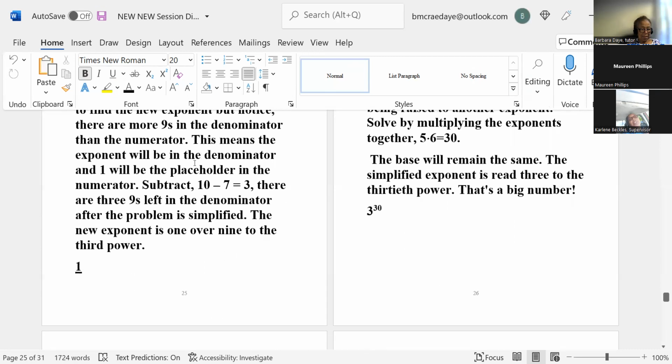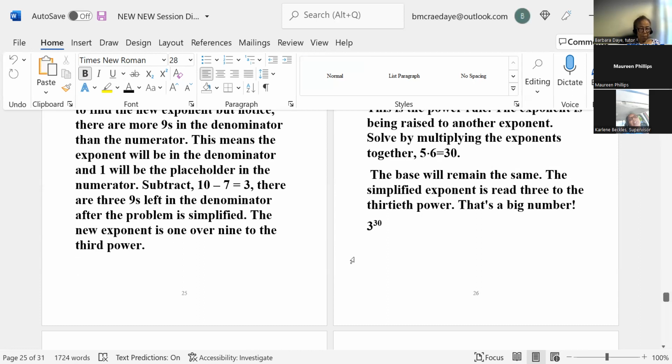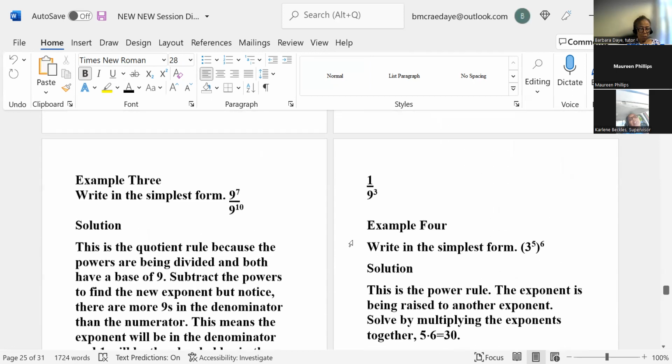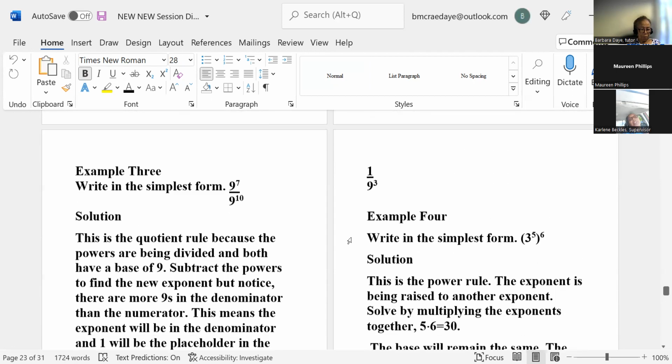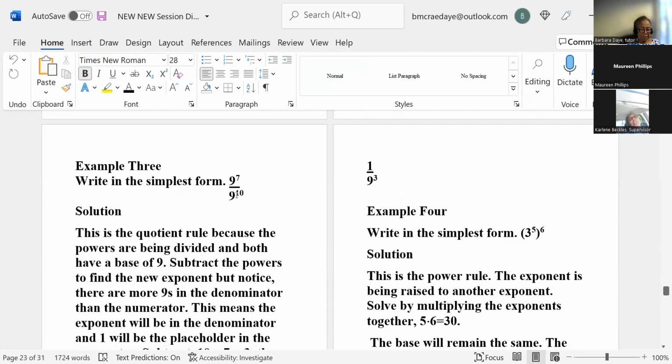If this were 10 minus 7, it would be 9 to the third. But this is 7 minus 10. So 7 minus 10 would be a minus 3.